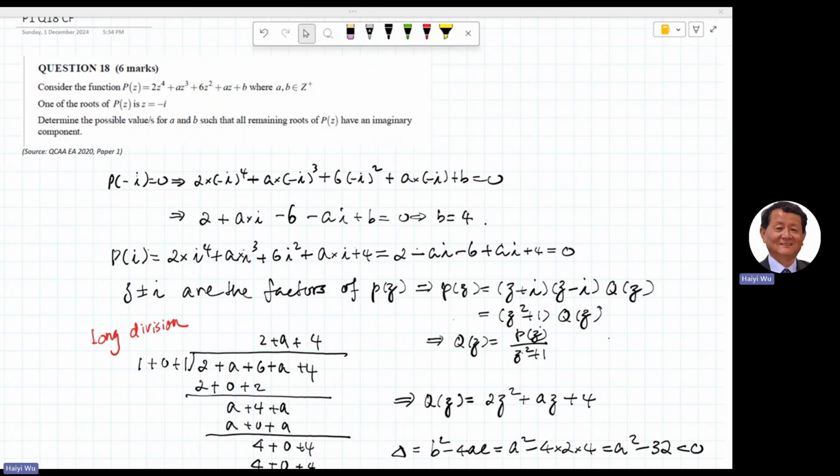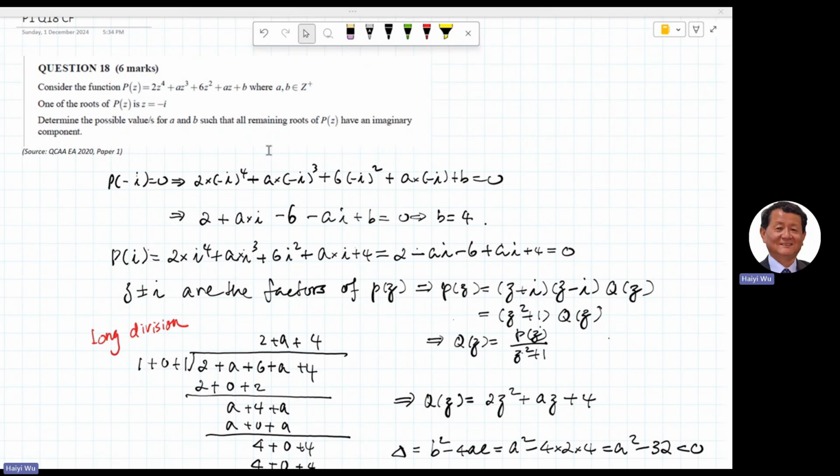This one we'll be solving question 18 for Specialist Math, QCAA external assessment 2020, paper 1, question 18. This is a complex familiar question. We need long division, using long division and the roots of the polynomial to solve for a and b.